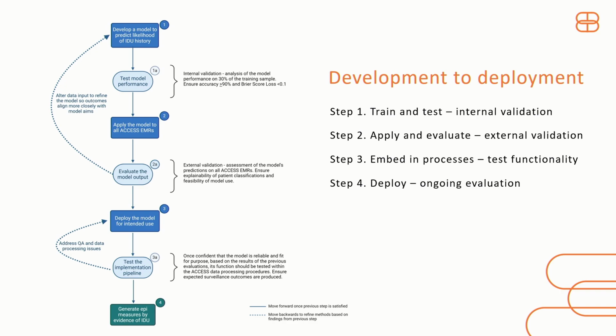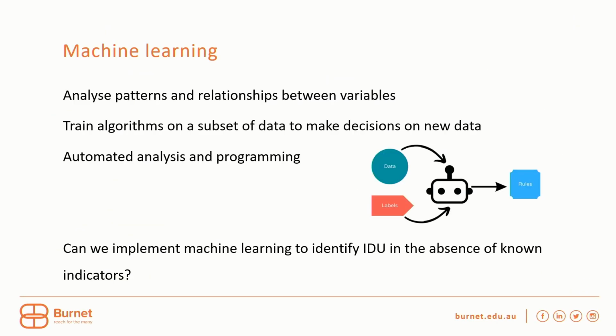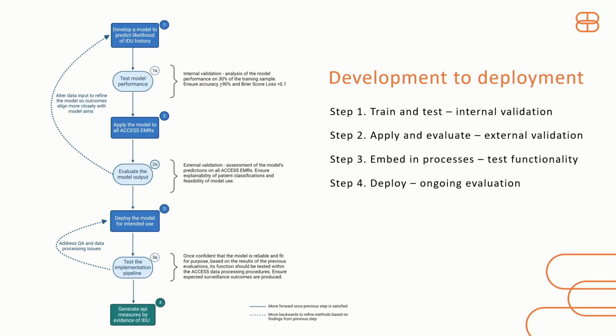So we are currently at step 2. Okay, so we are here now. We've developed the model and we've now applied it to all of the Access electronic medical records, and we need to evaluate the model output given that we have so much unknown. The iteration is then that you tweak it, retrain, reapply, and so on. Once we're happy with that, we can integrate the model into Access data processes, and of course there's a whole lot of QA that goes on there before we're able to use it live.